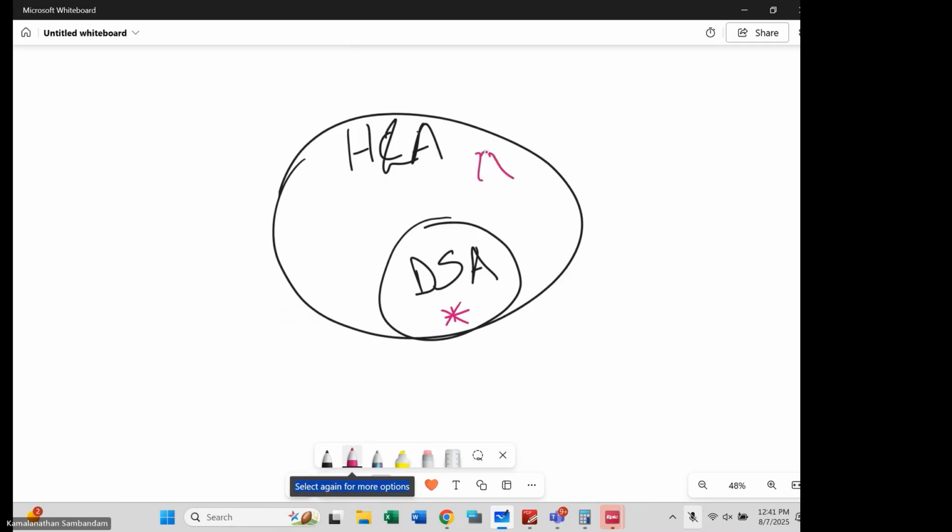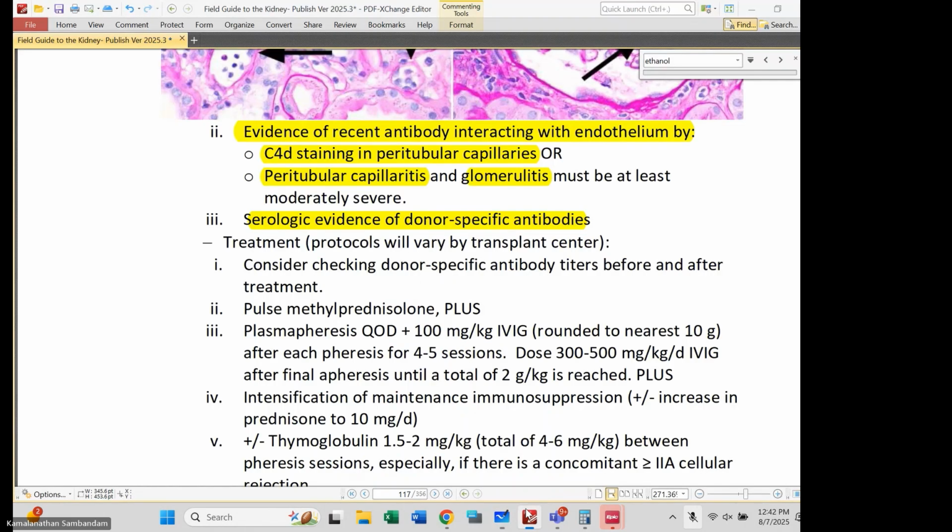So I may be producing an anti-A2, but if my donor doesn't have an A2, it's just an HLA antibody. If I'm producing a B11 antibody, and my donor has B11 on it, it's donor specific. So that would be a third criterion that you're looking for in AMR: donor specific antibodies, not just HLA antibodies. Everybody get that?